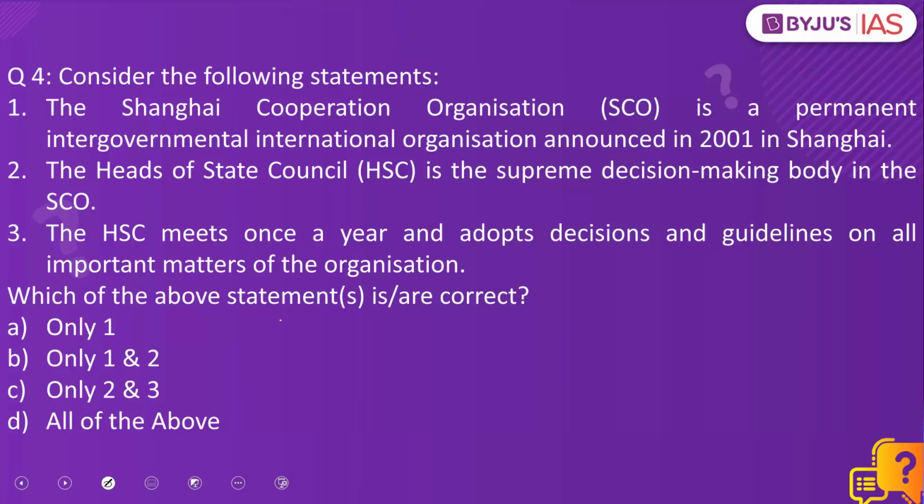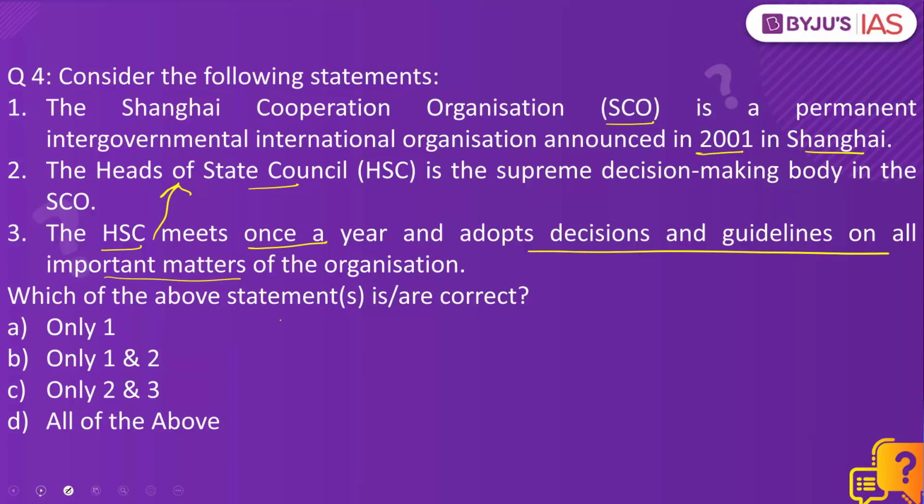Now let's look at question number 4. Consider the following statements. Number 1, the Shanghai Cooperation Organization SCO is a permanent intergovernmental international organization which was announced in 2001 in Shanghai. The Heads of State Council is the supreme decision-making body in the SCO. The HSC, Heads of State Council, meets once a year and adopts decisions and guidelines on all important matters of the organization. Which of the above statements is or are correct?